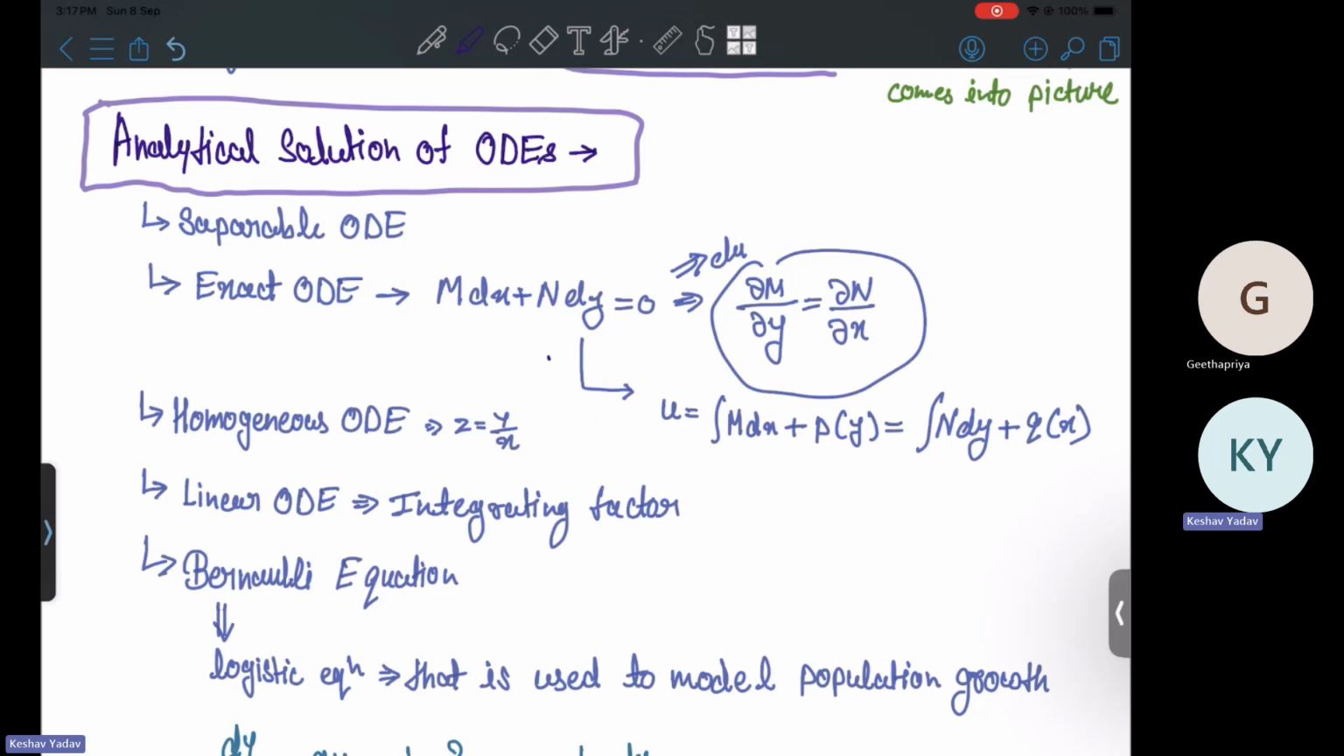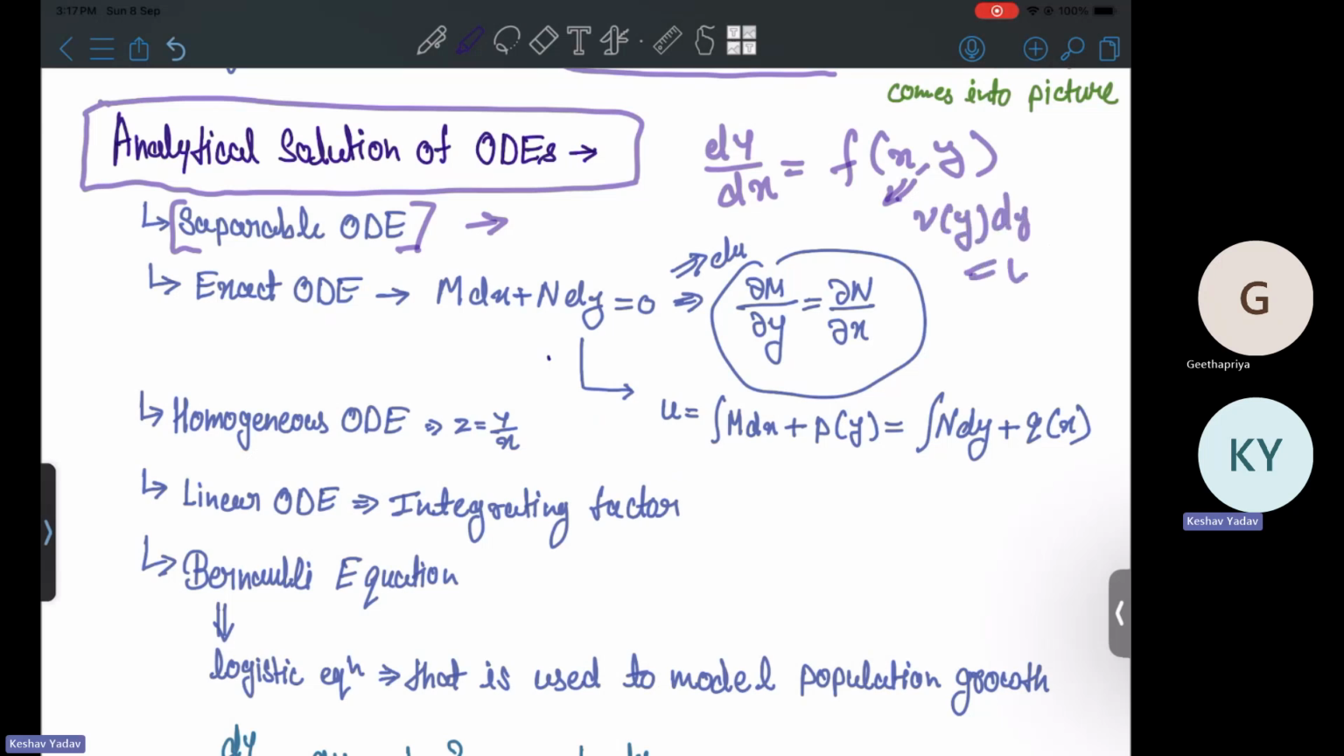So the first kind of method can be separation of variables, where you have dy by dx equal to some function f(x, y), and by some manipulation you can change this into some function v(y) multiplied by dy equal to u(x) multiplied by dx. Okay, this can be done. So this is called the separation of variables method.